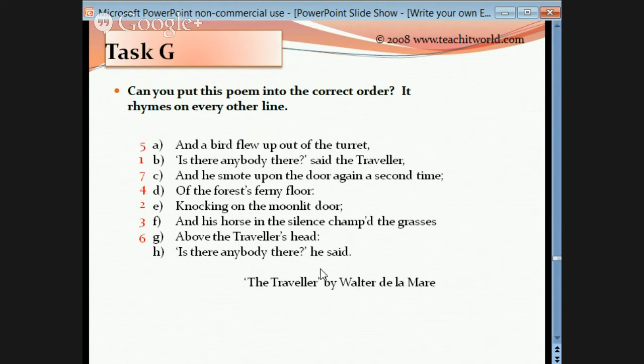Is there anybody there? He said. The conclusion is there is no one in this hall. Exactly. There's no one there. Nobody's home. Okay, so let's get you to read this poem. So read, starting with number 1, go through the whole poem.